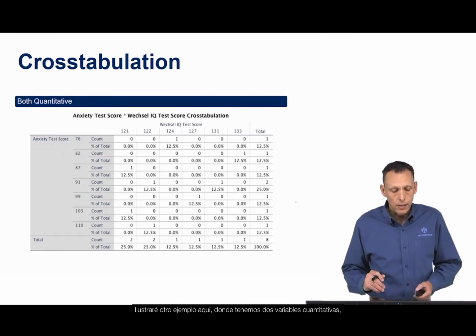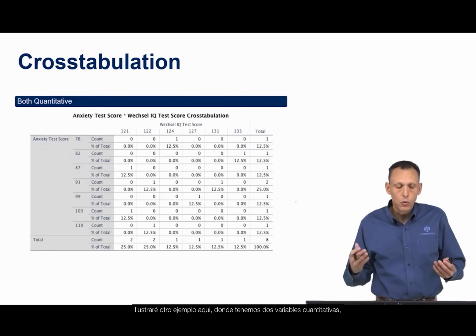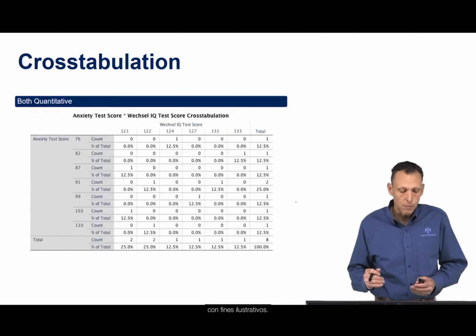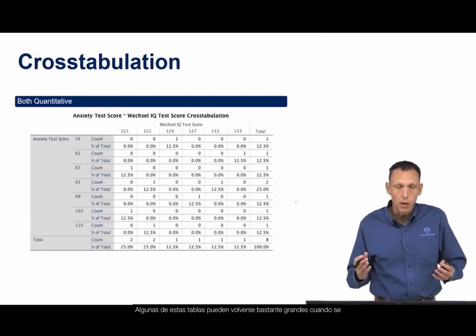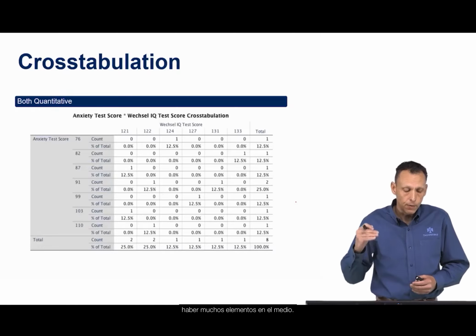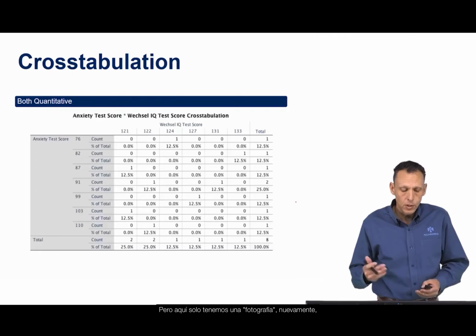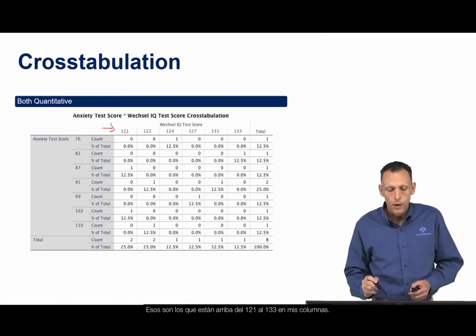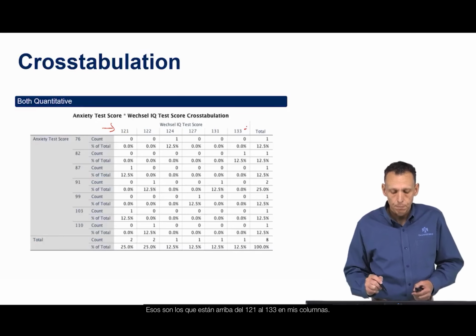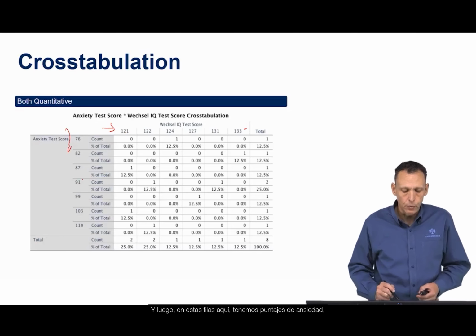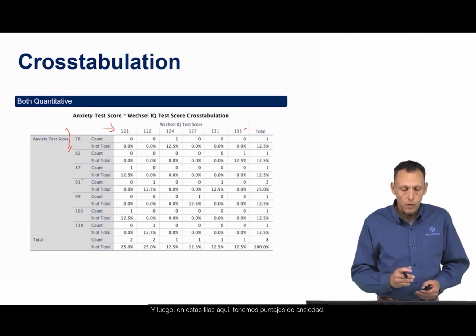I'll illustrate another example here where we have two quantitative variables. And here we've just taken a truncated set of these for illustration purposes. Some of these tables can get quite large when you're looking at a lot of quantitative data because there could be a lot of elements in between. But here we just have a snapshot, again, of the very top IQ scores, that is those above 121 to 133 in my columns. And then across these rows here, we have anxiety scores. And all of these are being added up.